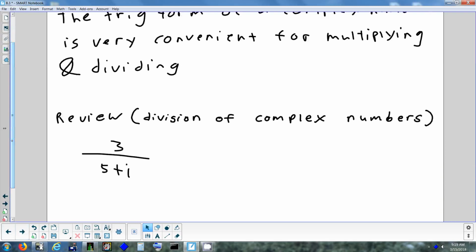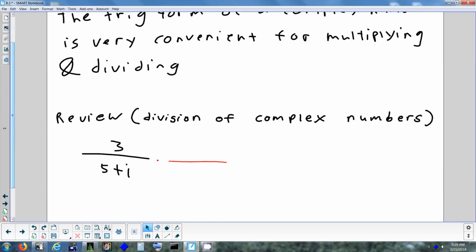All right, so I just said that trig form gives us a super fast way to multiply and divide. I am going to show you the old way of dividing, and I might put one of these on the test, because you should remember how to divide complex numbers in standard form. And I'll give you a hint. You have to multiply by something. Does anyone remember what you have to multiply by?